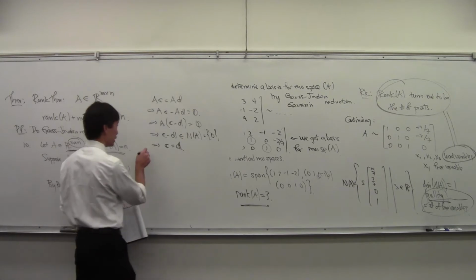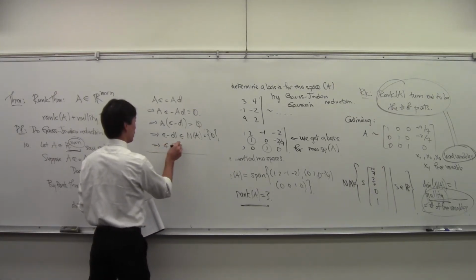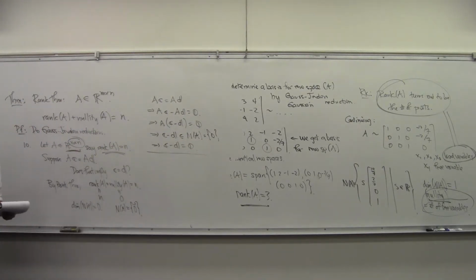Okay, so C is equal to D, right? C minus D must be 0. In other words, C equals D. Okay. Any questions about that?